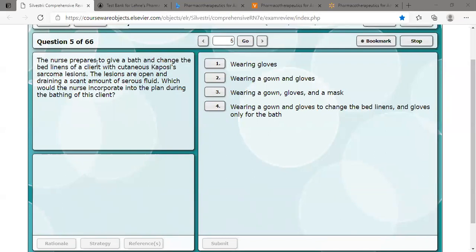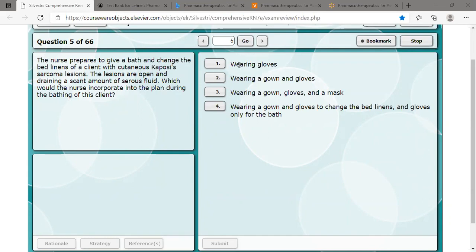The nurse is preparing to give a bath and change the bed linen for a client with cutaneous Kaposi's sarcoma lesions. Kaposi's sarcoma is a type of skin cancer. The lesions are open and drain a scanty amount of serous fluid. Which would the nurse incorporate into the plan during the bathing of the client?